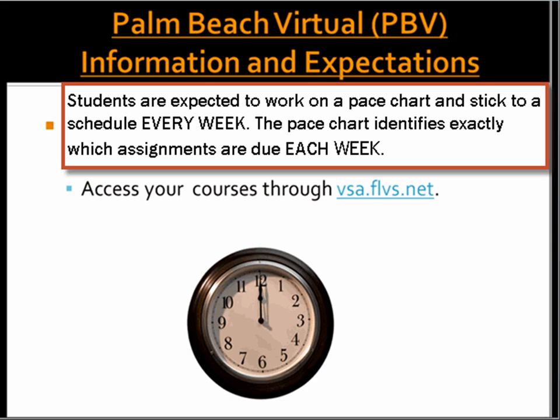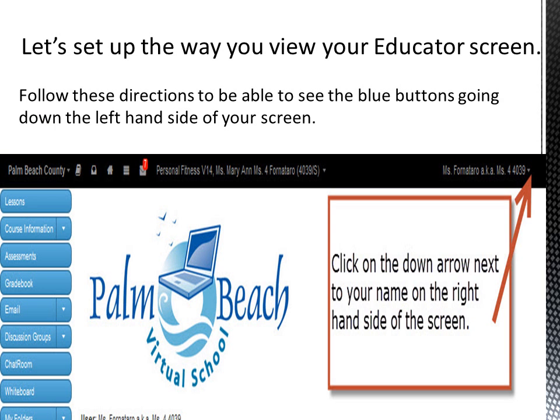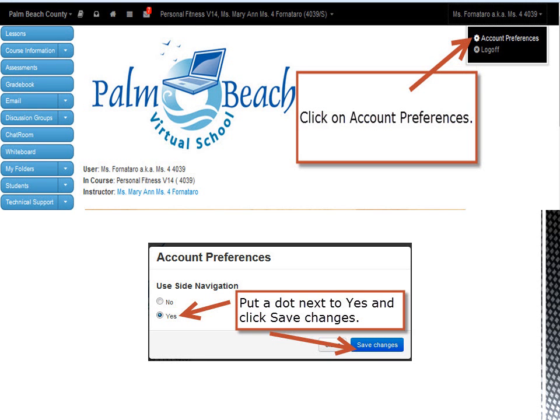In order to get into the course, you're going to access it by going to your browser and typing in vsa.flvs.net. Once you're inside the course, you'll need to set the preferences for what you want to see when you get into the course. Click on the down arrow next to your name on the right-hand side of the screen. Click on Account Preferences. In order to see the side navigation of blue buttons going down the left-hand side, you'll need to select Yes and then click Save Changes.